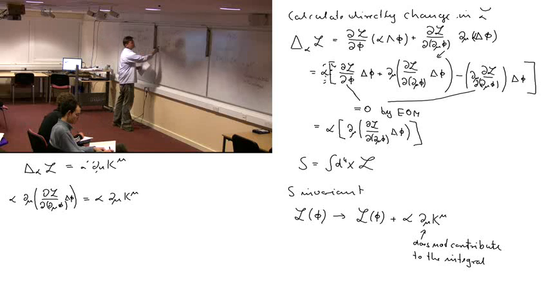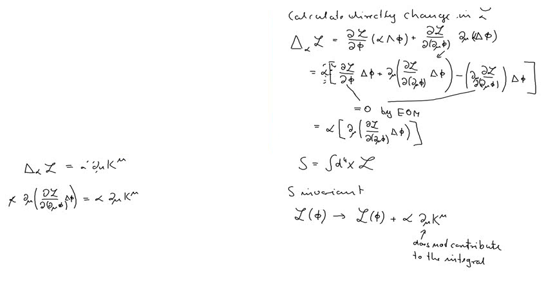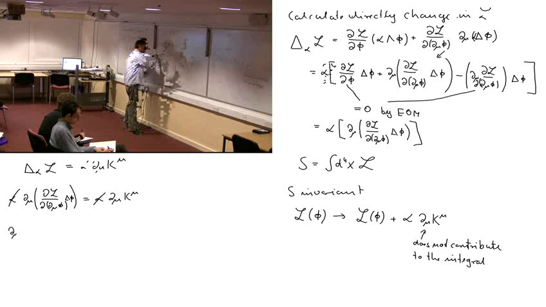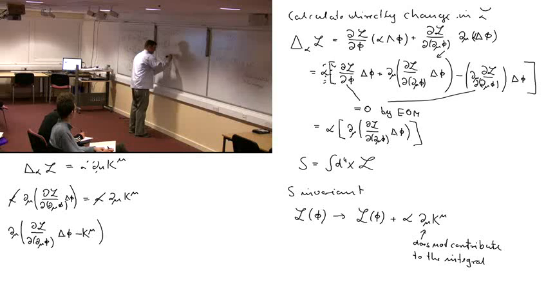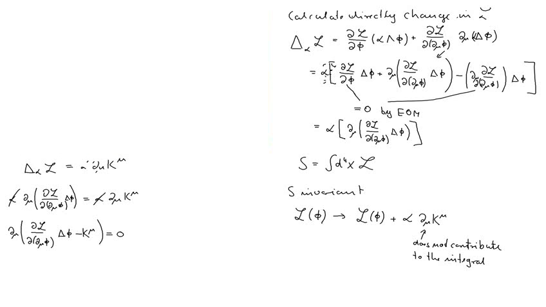Alpha was infinitesimal, but otherwise completely arbitrary. So we can simply erase it. And then we can nicely put everything on one side to obtain d mu of dL by d d mu phi delta phi minus K mu equal 0.